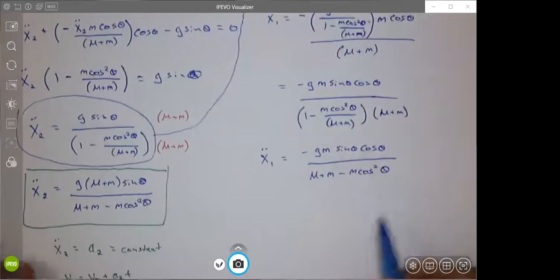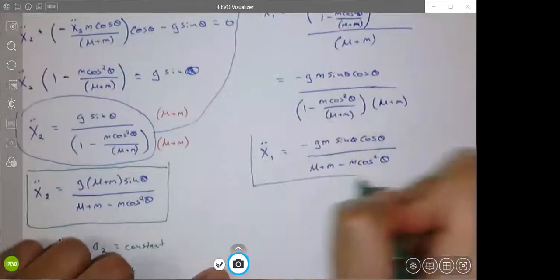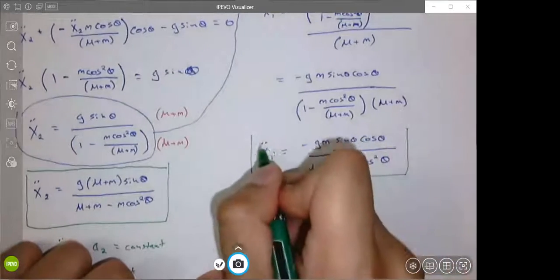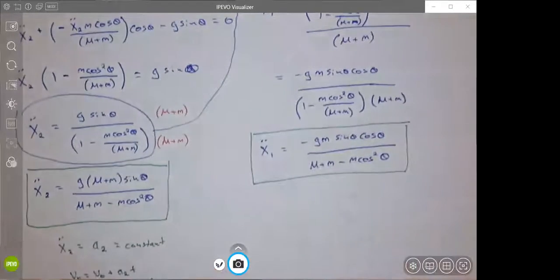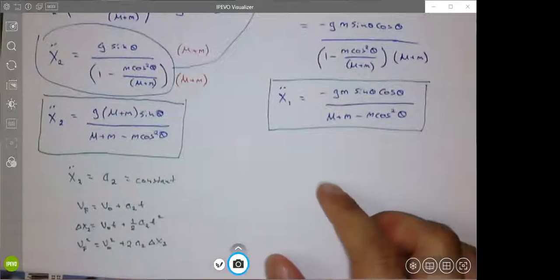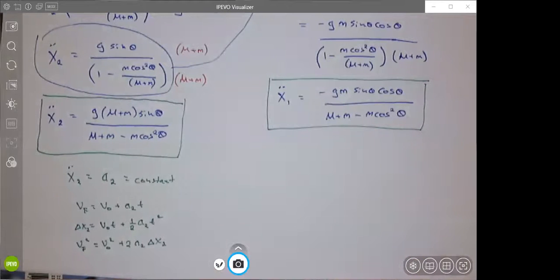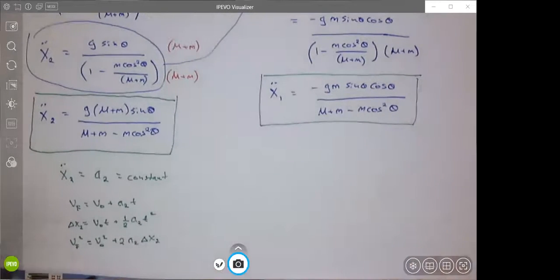This is all a constant here, so great. This is our second equation of motion. And again, it's constant, so we could do the same things here except for A2, or sorry, A1, and then we can figure out what the position and the velocity terms will be for an object going down an incline with the incline moving.